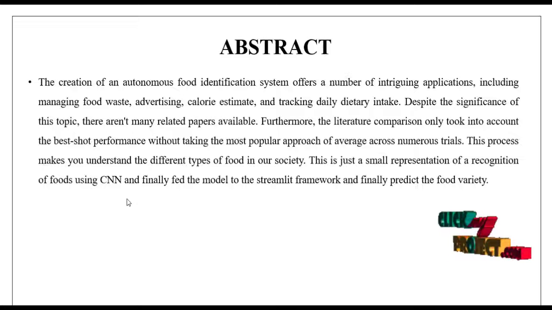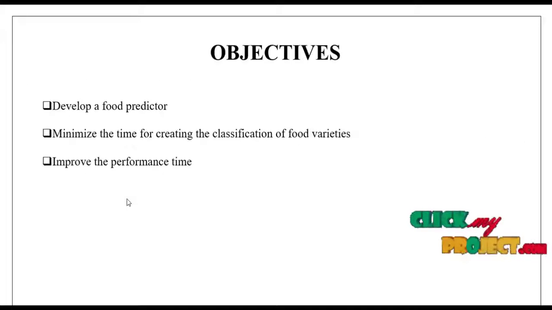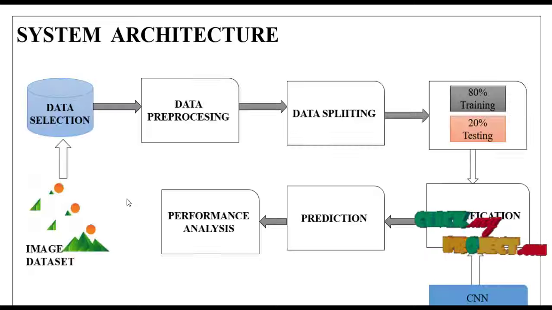This is just a small representation of the recognition of foods using CNN. Finally, feed the model to the Streamlit framework and predict the food variety. This is our objective: develop a food predictor, minimize the time for creating the classification of the food varieties, and improve the performance time. And this is the system architecture.